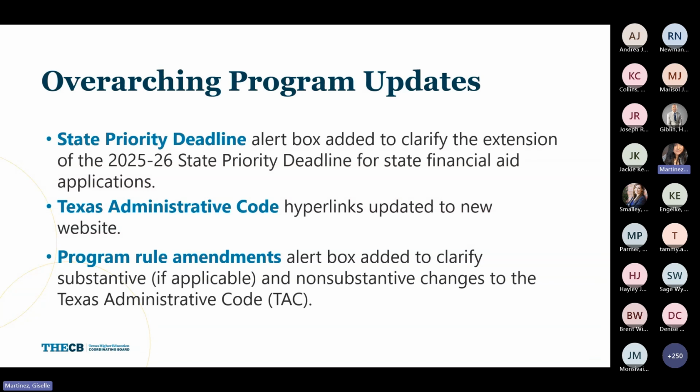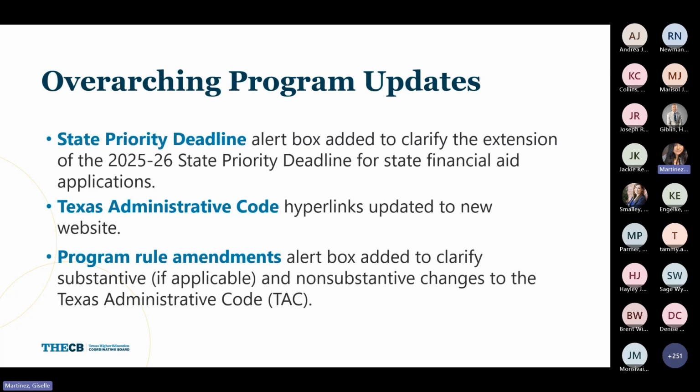For programs where the priority deadline is relevant, we added an alert box to clarify the extension of the 25-26 state priority deadline. This year, it was extended from January 15th to February 15th, 2025, due to the delay in the launch of the FAFSA. Another change that you may notice is that the various links leading to the Texas Administrative Code website were updated to point to their new and improved website. We will be taking a closer look at the website in a moment to show you how to find things more easily for those who are perhaps new to looking at the code or for those who haven't seen the new site yet.